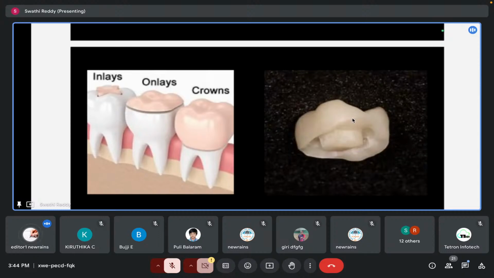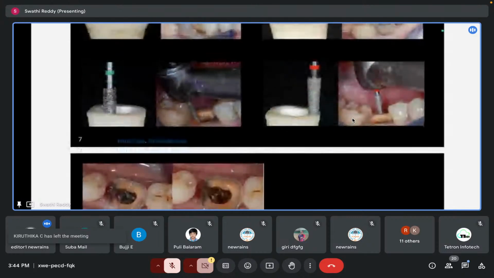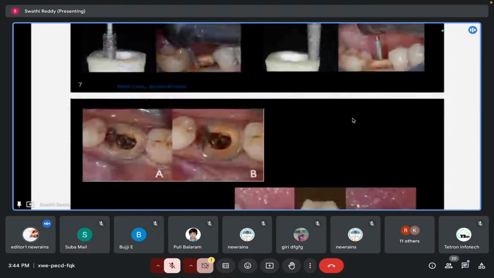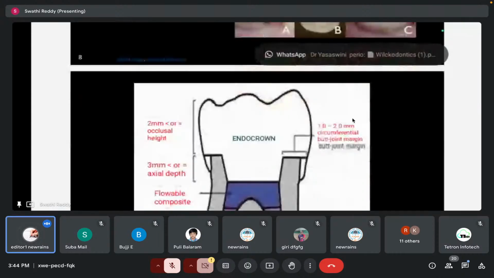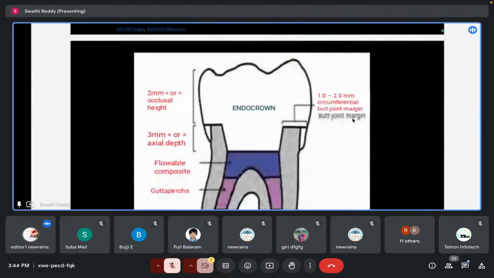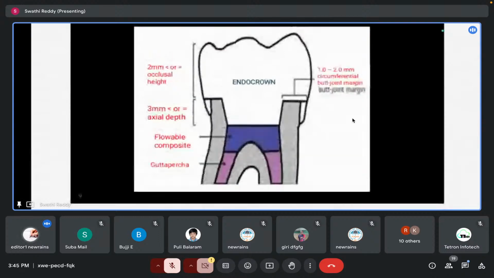There are different restorations like inlays and onlays, where the amount of tooth reduction is more. In this picture, we can see the tooth reduction done using a diamond bur, followed by the wheel reduction. Inside the pulpal cavity, we remove the excess structure and obtain a clear finish line. For the endocrown, we remove the gutta-percha, and on top of that flowable composite is placed. A minimum of 3 mm of axial depth is required for the endocrown, followed by an occlusal height of at least 2 mm.